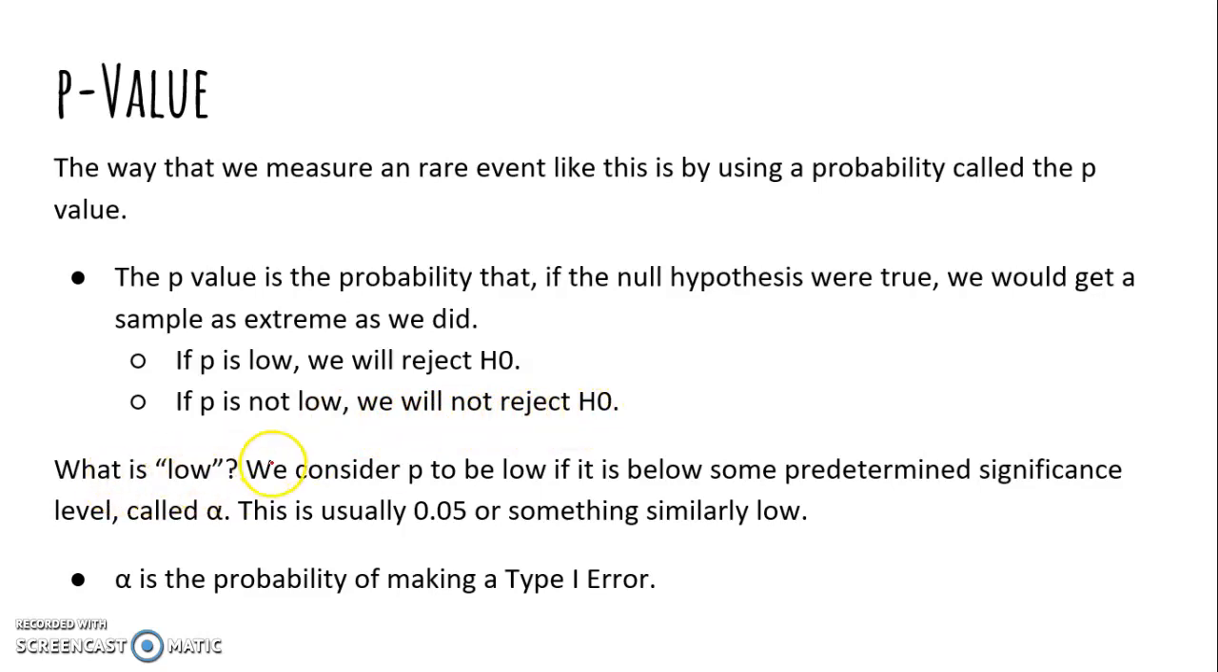Now again, what is low? In the past we've considered 0.05 as low, but it will change depending on the problem. We use something called a predetermined significance level. We use this lowercase alpha. Lowercase alpha represents significance level, and it's what we consider to be unusual, what we're going to compare our p-value to. And our significance level is basically the probability of making a type 1 error.